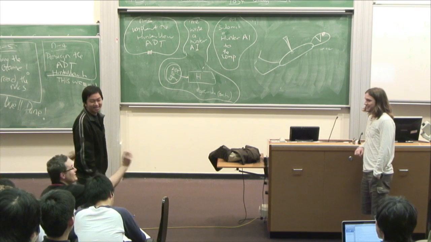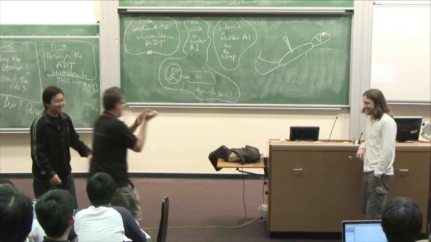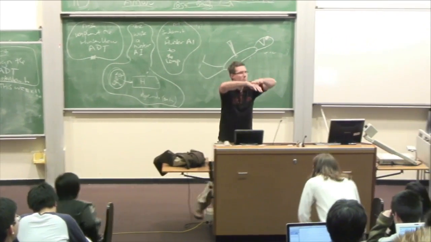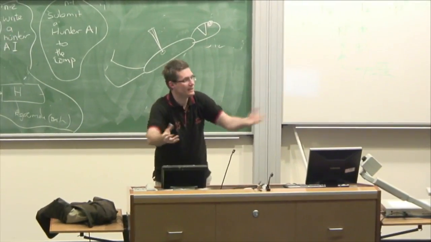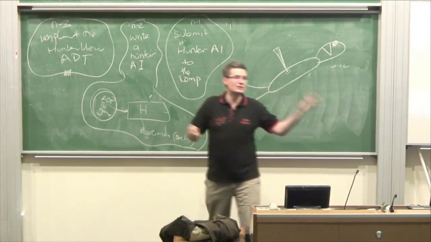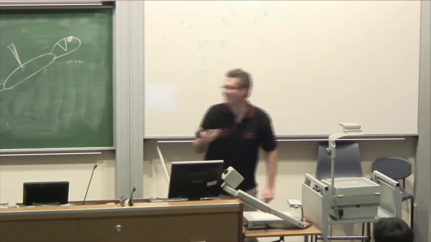If you make it so small, it can't do anything, it's useless. So you can see there's two sides here. If you make a really big, enormous, expressive ADT, this makes writing the hunter amazingly easy, especially, for example, if there's a function in the ADT called "what's the best move to make."